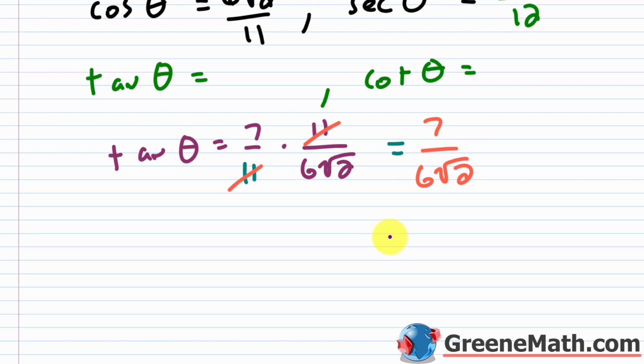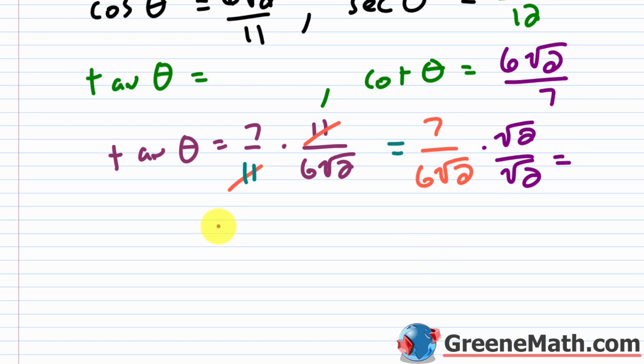Again, you would want to rationalize the denominator, but before you do that, remember, the cotangent of theta is found by just taking the reciprocal of this. So I'm just going to write this right now as 6 times square root of 2 over 7. Otherwise, I'm going to have to double work. So now what I'll do is I'll just multiply this by the square root of 2 over the square root of 2. And so that would give me 7 times square root of 2 over square root of 2 times square root of 2 is 2, and times 6 is 12. So 7 times square root of 2 over 12.